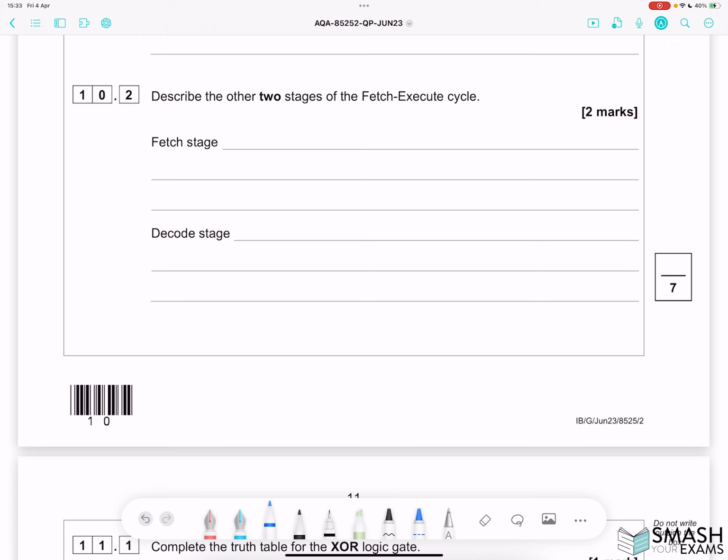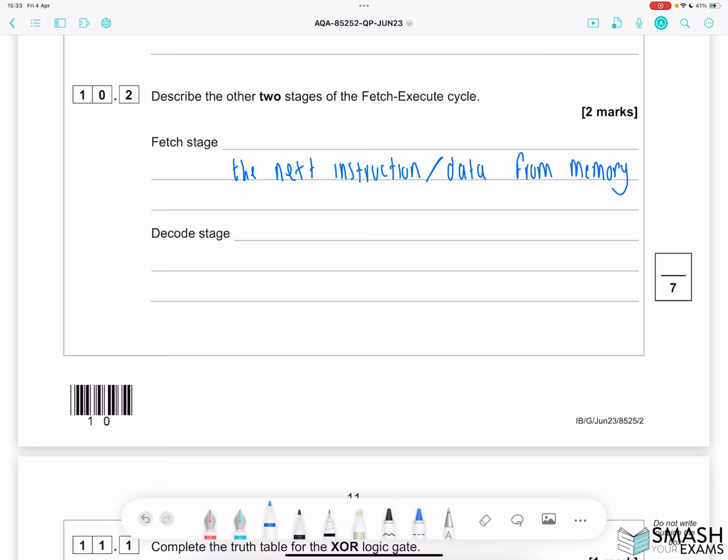So what happens during the fetch phase? Well, what are we fetching? We're fetching an instruction or some data from memory to the CPU. So let's put that down. We fetch the next instruction. It's all about getting those keywords in, or data from memory, from the RAM. So we're fetching that. Where are we fetching it back to? The CPU.